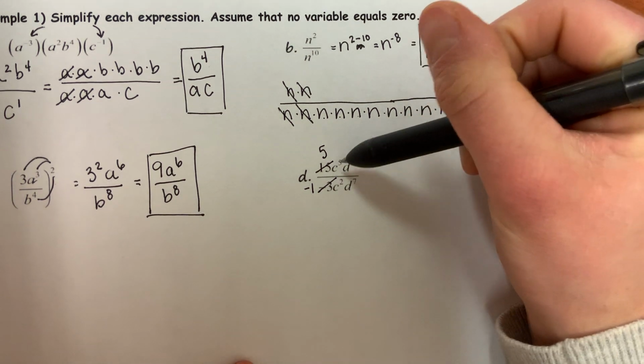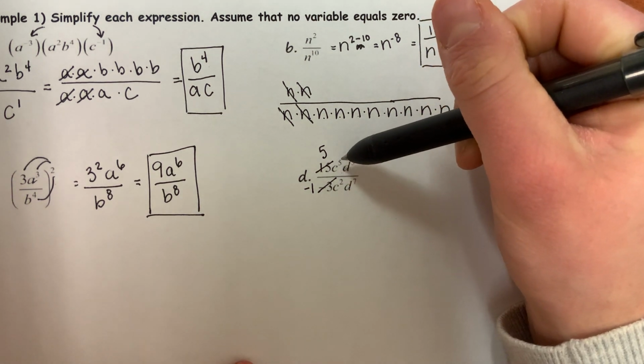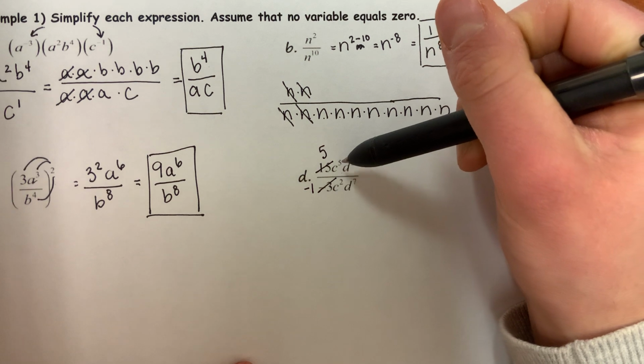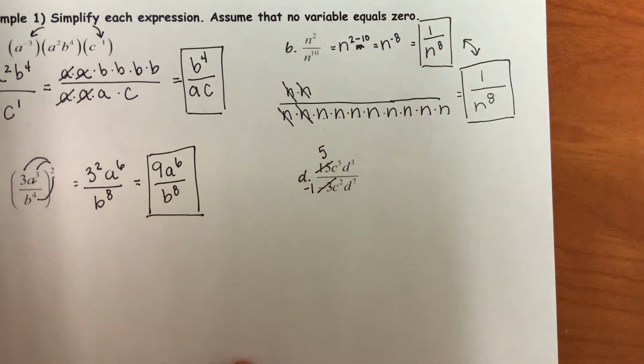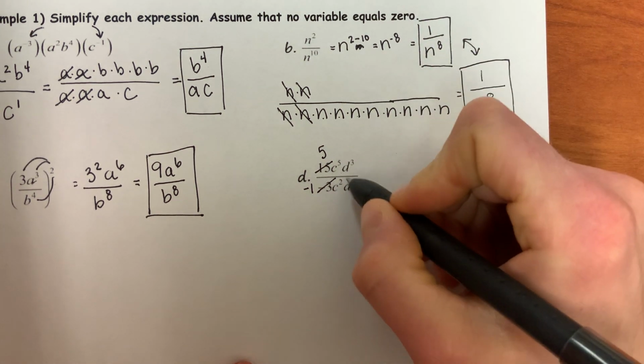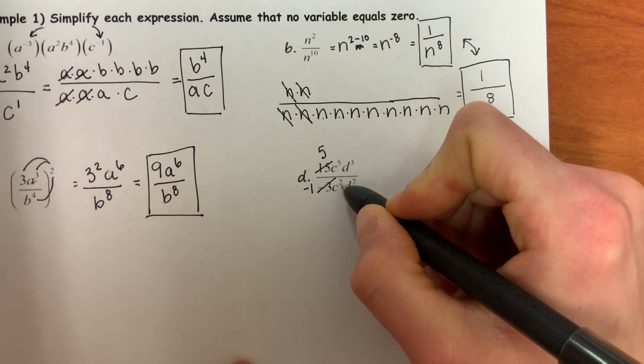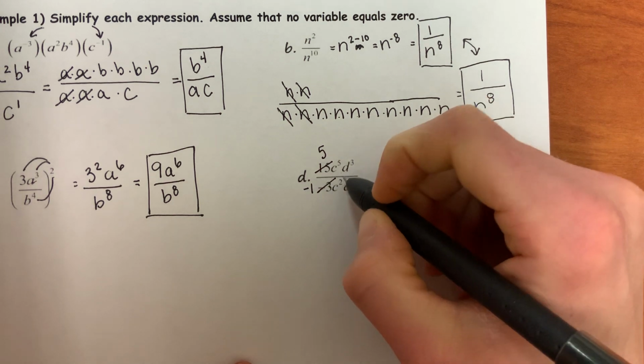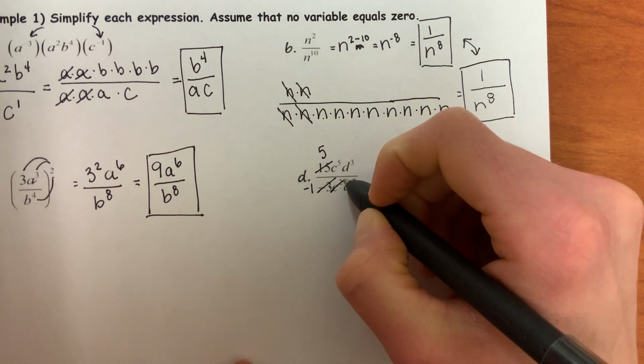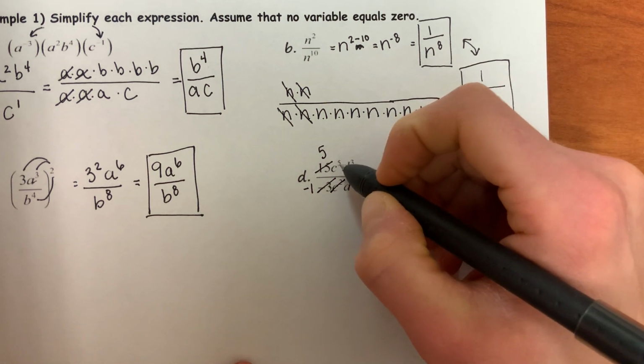Okay, now let's look at these c's. I have 5 c's on top and 2 c's on the bottom. So the lowest number I have is 2, right? So that's the biggest number of c's I can cancel off. So I'm going to cancel off this c squared, which means I need to take away 2 c's on top.